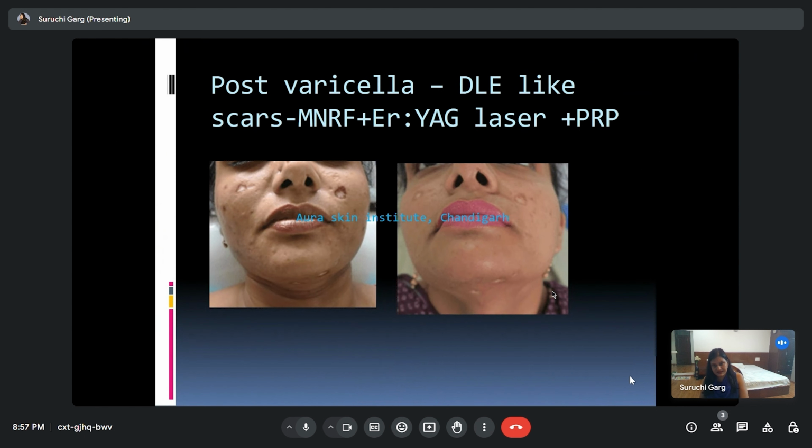This is a very interesting case. This was post varicella, and the scars looked like DLE. Here the patient was very deficient in her total protein intake. Her B12 and vitamin D levels were very low, and that could probably explain this kind of scars after chickenpox. Here we've done again a cocktail combination of MNRF, erbium YAG laser, and PRP therapy, and you can see the improvement after 3 sessions. Those depigmented scars can be punched out and sutured, but I lost this patient to follow up, and I hope that she's doing better than she is presently.